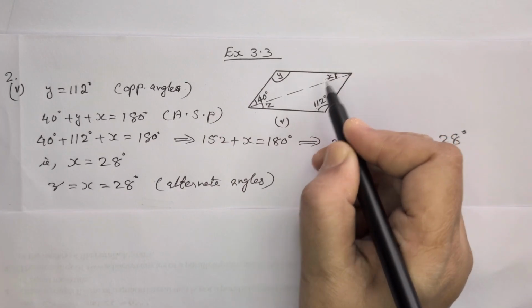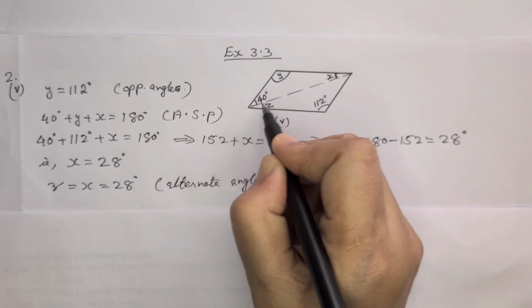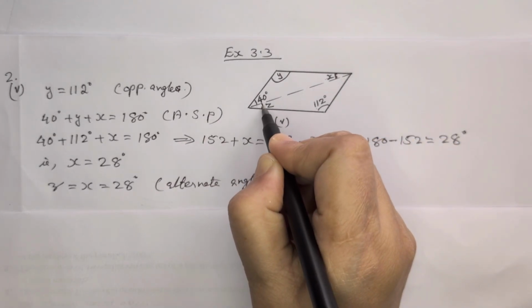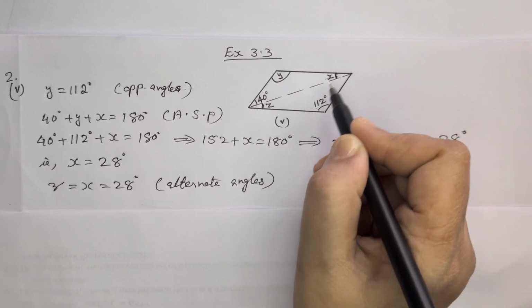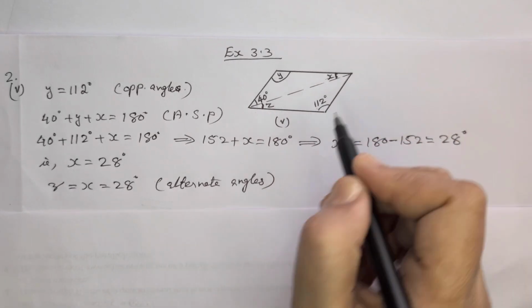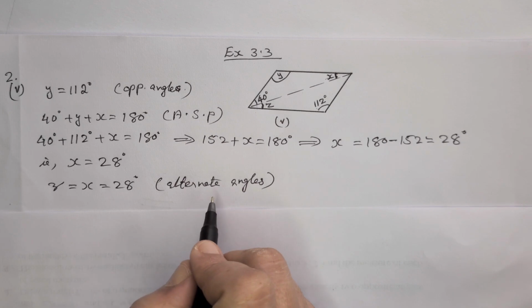These two angles are between the parallel lines and the transversal. We can see these two angles are on opposite sides, alternate angles. Alternate angles are equal, so we can write the reason, that is alternate angles.